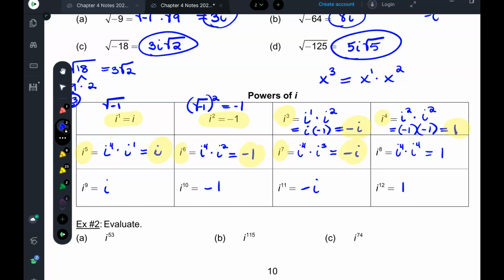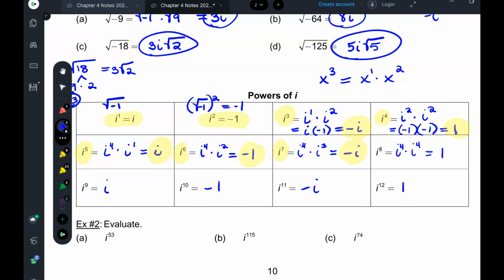So all even numbers are 1 and all odd numbers are i? Well, what about these numbers? These were all negative 1. Okay, I see what you're saying. Zach says anything that has an even exponent is either going to result in 1 or negative 1. And anything with an odd exponent is going to result in i or a negative i. Good observation.